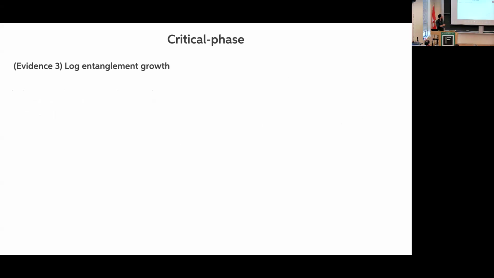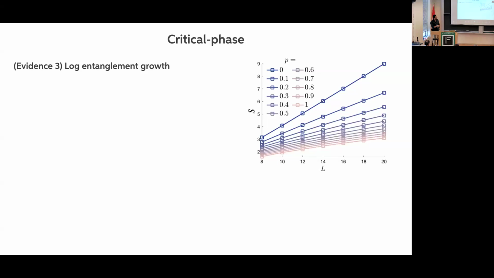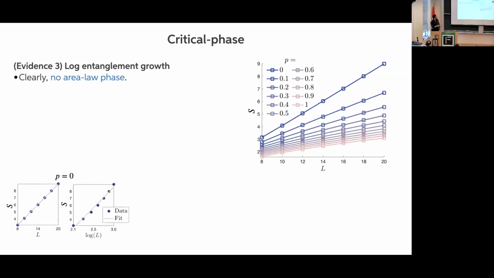And then finally, we're looking at the entanglement growth of the system. So we can plot the entanglement entropy against the system size. And you can see from this picture that there doesn't seem to be an area law, that it's growing with L. So clearly no area law phase.